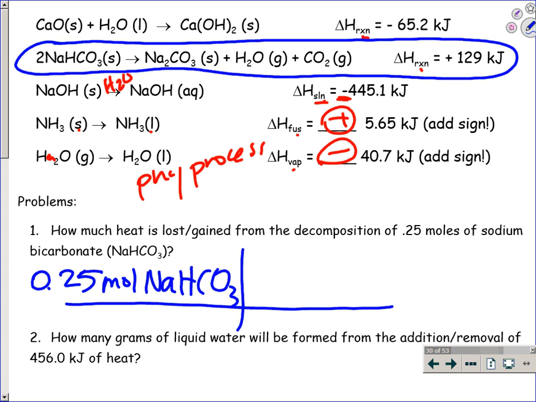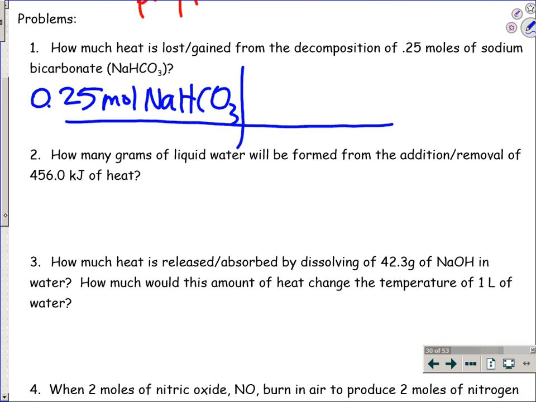What's the relationship? 2 moles. So as 2 moles decomposes, it's doing what with that kilojoule? It's absorbing that much energy, right? So that's the verbal relationship we can make. For 2 moles of sodium bicarbonate decomposing, it's going to absorb 129 kilojoules of energy. That is the ratio. It's basically like a mole ratio, but it's with energy now because we actually have energy data. So when it says how much heat is lost or gained, well, we know now, what is it? It's gained because it's an endothermic process.